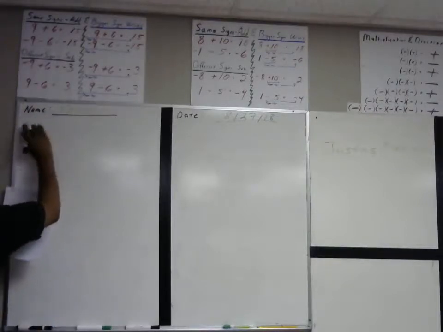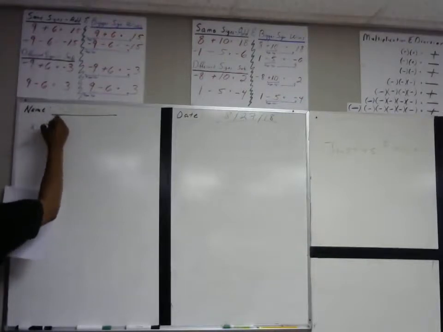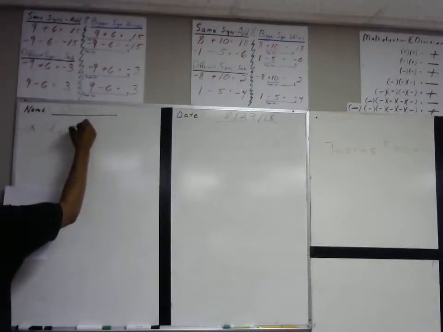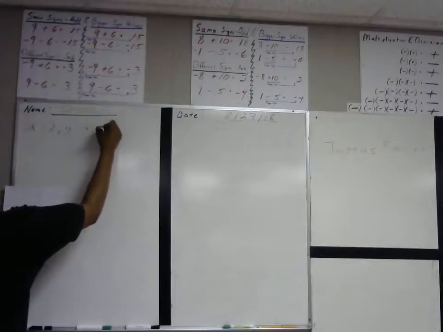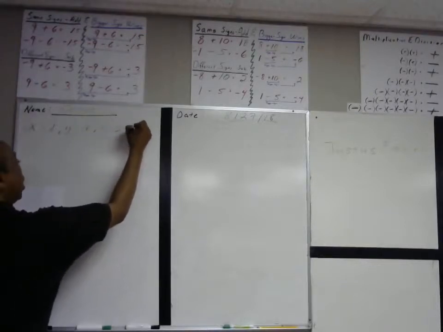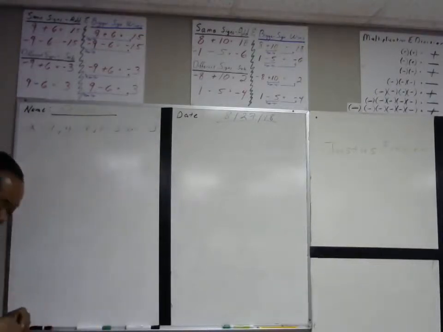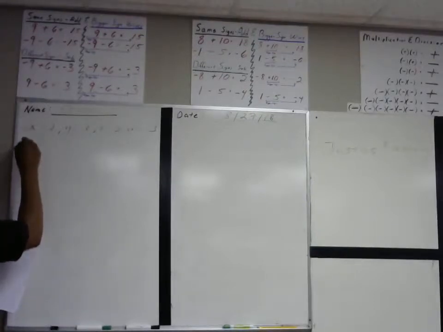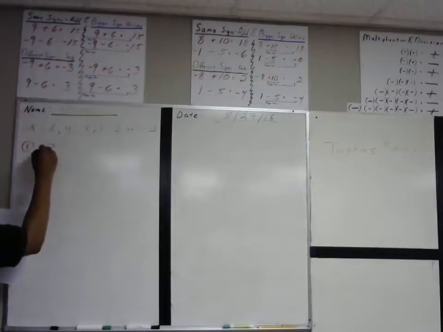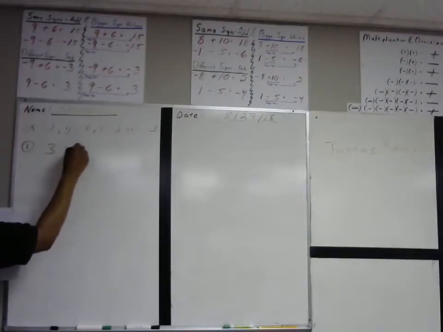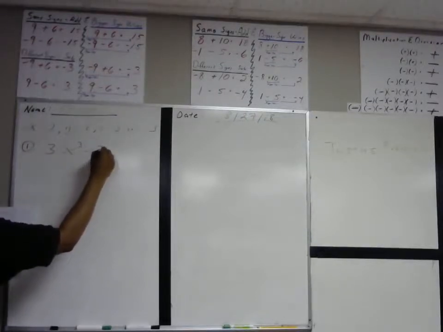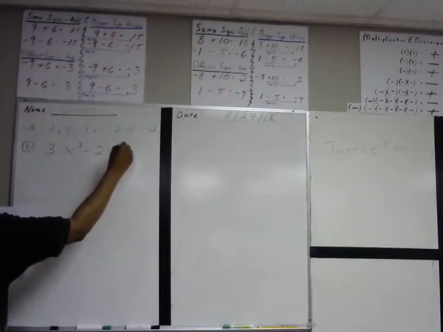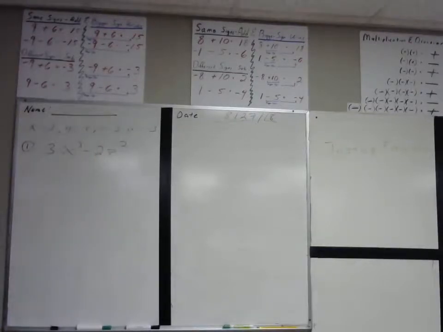Okay, guys. Note that x equals 2, y equals -2, z equals 3, w equals -3. These are the values that we'll use for substitution, exactly as I do. Number 1: 3x to the third power minus 2z to the second power. Exactly as I do.